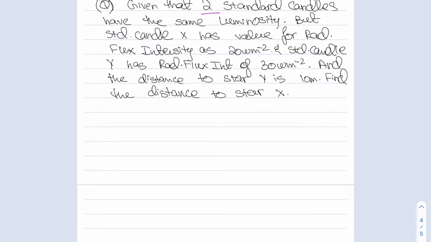So given that two standard candles, which means two stars of known luminosity, have the same luminosity, but standard candle X has a value for radiant flux intensity 20, and standard candle Y has radiant flux intensity 30, and the distance to star Y is 10 meters. Find the distance to star X.